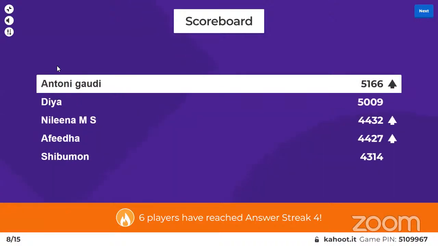Anthony Gaudi has come to the top, the famous architect. Maybe Laurie Baker was also there. So let's see who all other architects are also there. Second spot goes to Dia, third spot goes to Nilina, fourth spot goes to Afida, and the fifth spot goes to Shibumon. Six players have raised the answers. We have a streak of four, that is four correct answers in a row. All right. So that's all from the leaderboard.